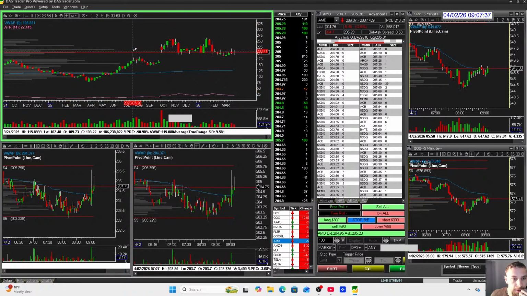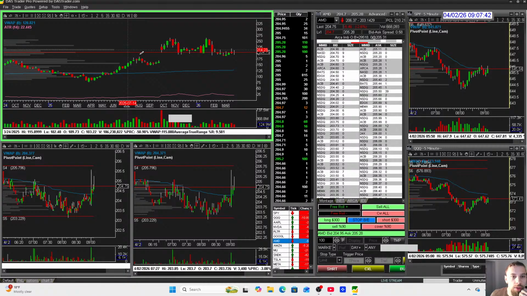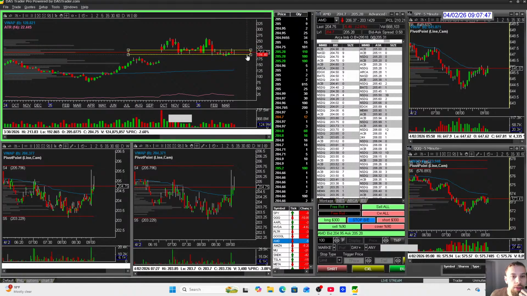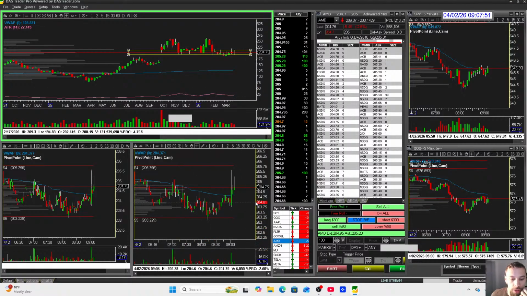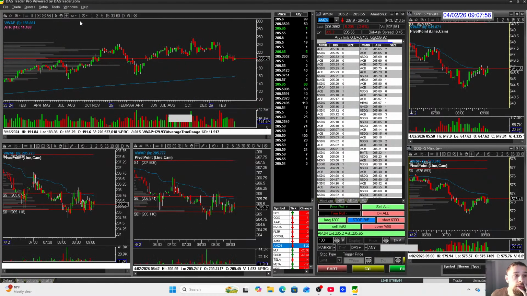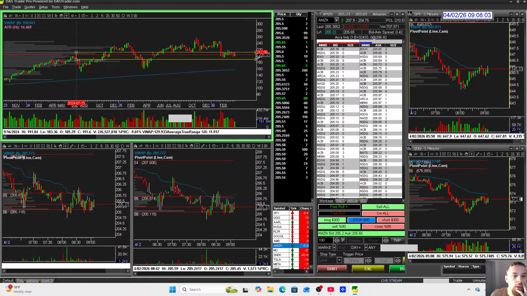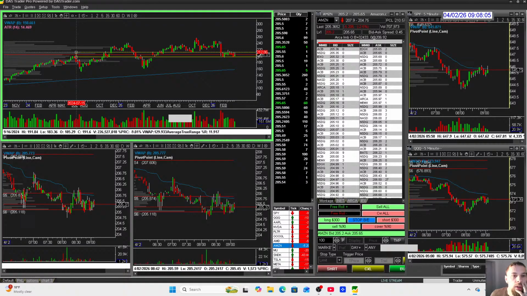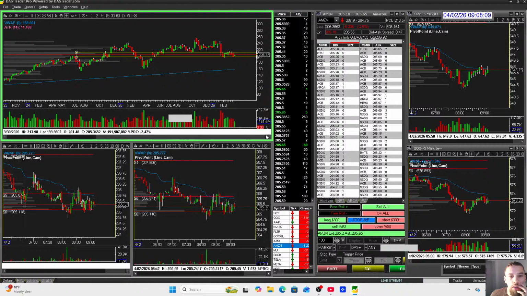AMD. Area of resistance here I'm drawing 214. Lots of touch points there. Area of support being 194. It's also floating around that $200 level. Amazon. Area of resistance 212, area support 198.